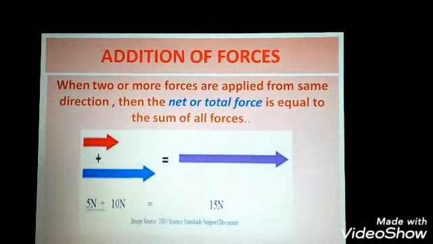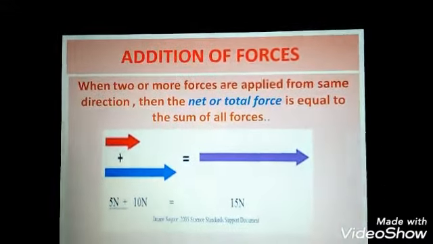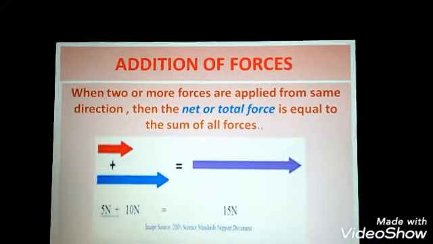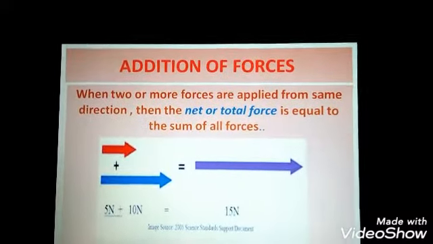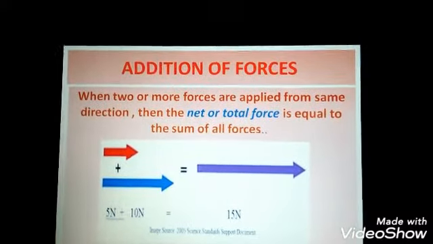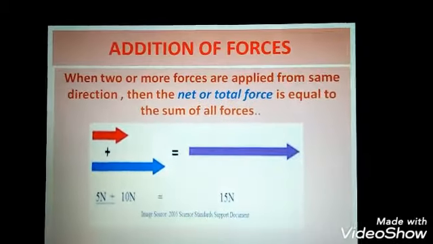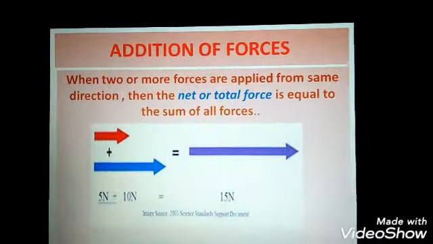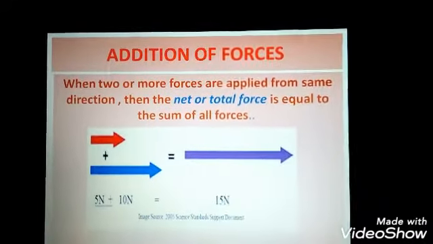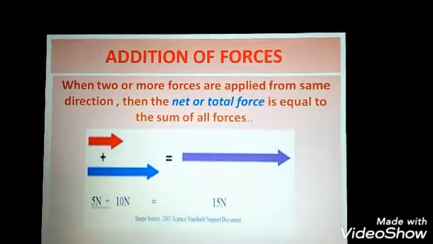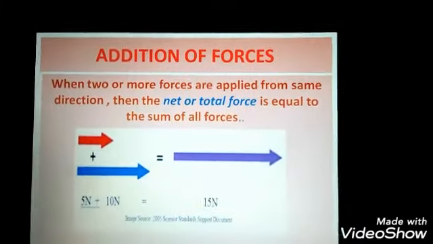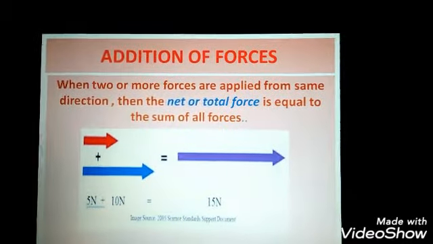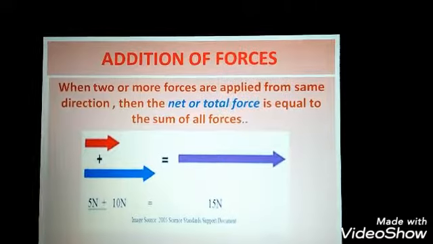Now what was the total force acting upon the table when it started moving? It was the sum of your force and the force applied by your friend. That is 10 plus 5 is equal to 15 Newton. So when two or more forces are applied from the same direction, then the net or total force, net means the total force only. There are three terms that mean the same: net force, total force, or resultant force. Now net force or total force is equal to the sum of all the forces acting. But remember, they are all acting in the same direction.